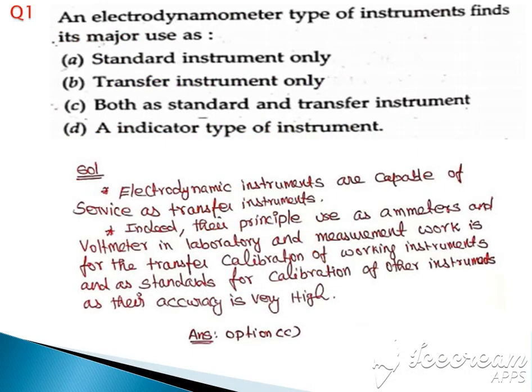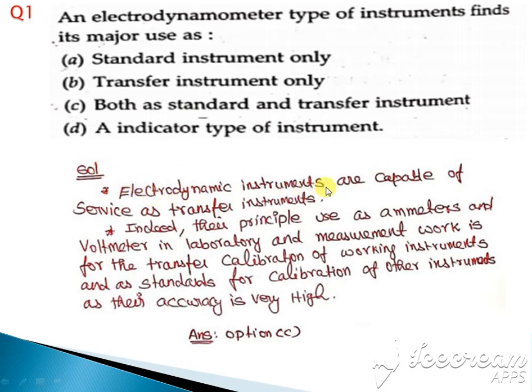First question: on the electrodynamic type instrument, find its major uses. Option A, standard instrument only. Option B, transfer type instrument. Option C, both standard and transfer. Option D, indication type instrument.